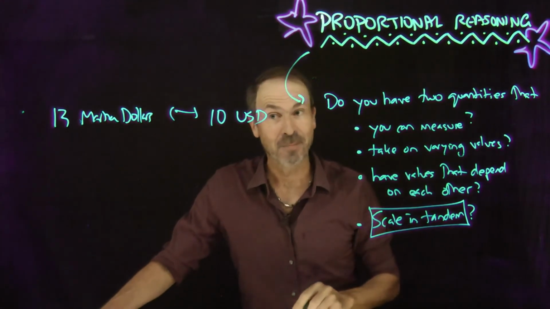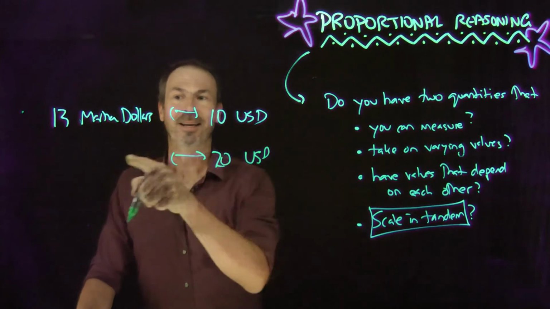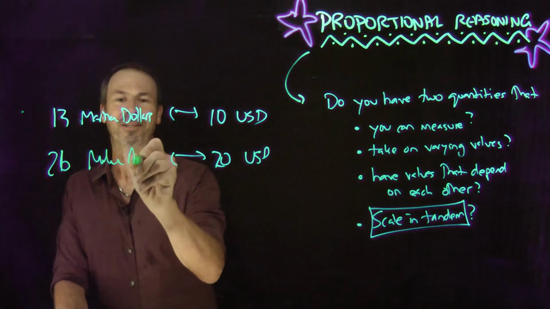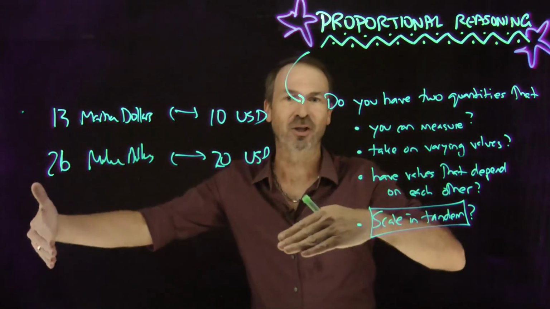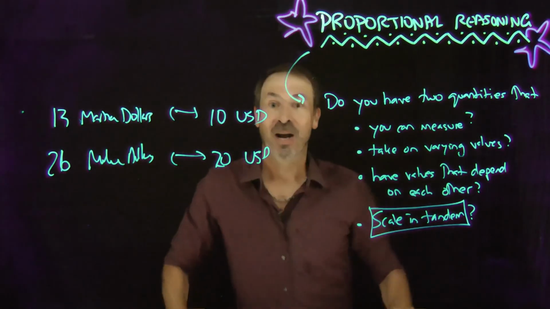But do they scale in tandem? If I actually double the number of US dollars I have, make it 20 USD, will I get double the number of Martian dollars? You bet I will. Common sense tells me I would. It's all common sense in the end, and any question about converting Martian dollars to US dollars and vice versa is just going to follow from common sense.